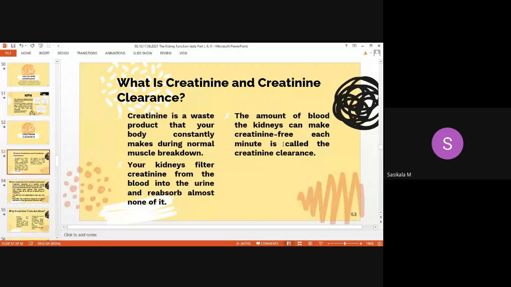Okay. And it is cleared from the blood. That process is called creatinine clearance. Clearance represents clearing, emptying of creatinine, or creatinine-free blood produced by the kidney. That is called creatinine clearance. Creatinine is a waste product produced during muscle breakdown. Okay. And no creatinine is reabsorbed in the tubules, in the nephron or in the kidney. Reabsorbed means it is absorbed back. It is only excreted out from the blood. And that process is called creatinine clearance.